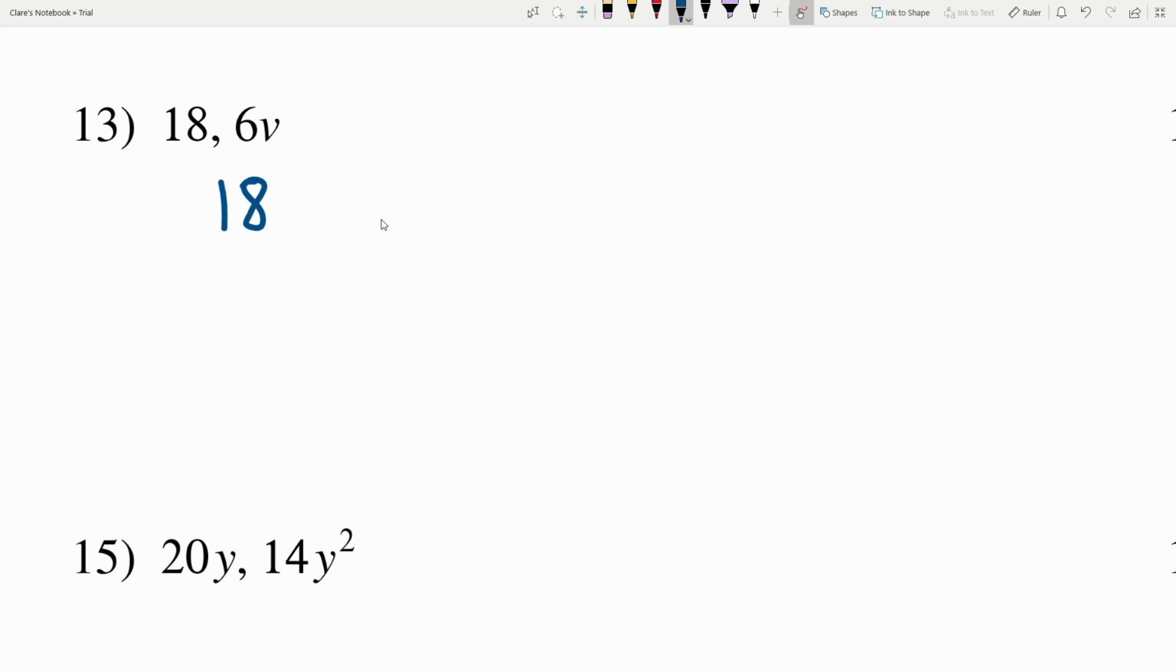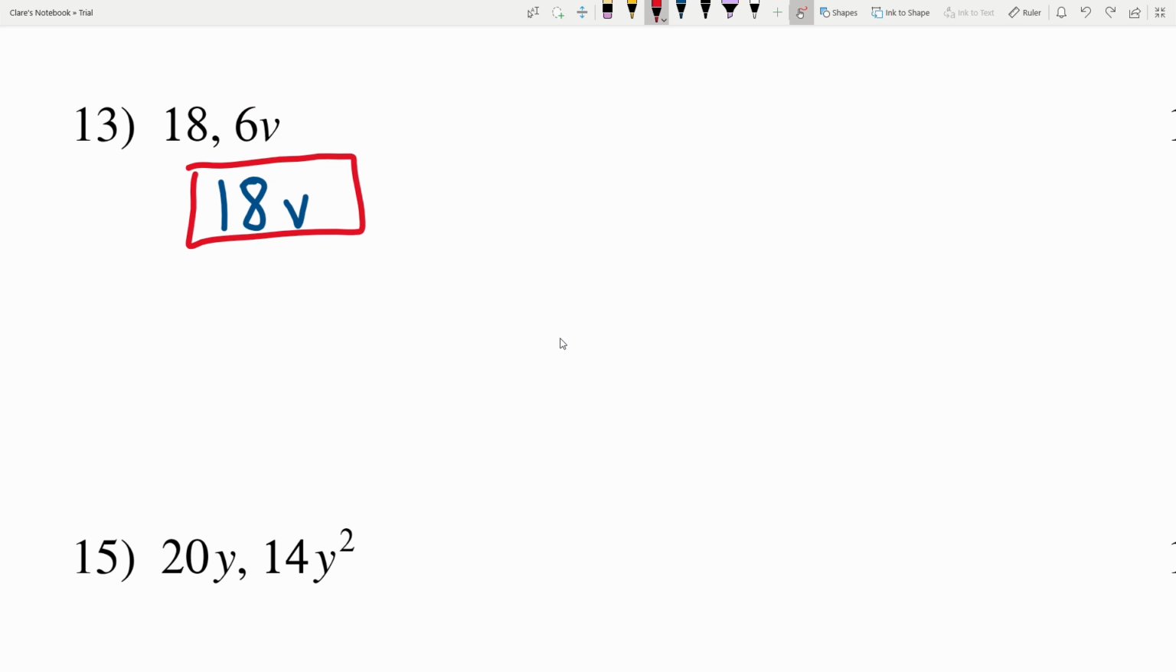And remember, I'm going to take the variable with its greatest exponent. So because there's no v over here, and there's one v over here, I will take v. So 18v is my LCM in number 13, my least common multiple. 18 times v gives me 18v, and 6v times 3 gives me 18v.